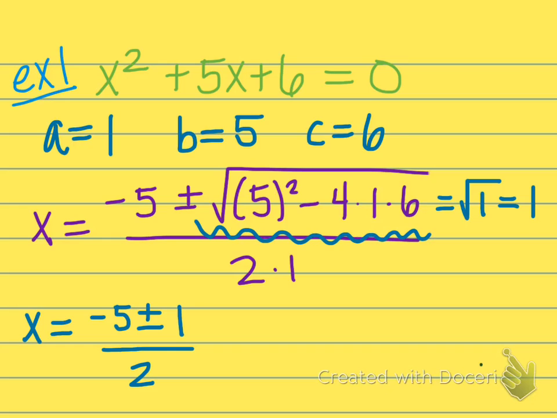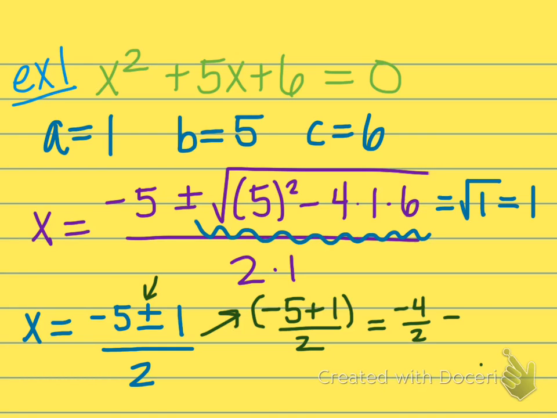And the two solutions come from this plus or minus that's in the equation. So my first solution is going to be negative 5 plus 1 divided by 2. And you can use a calculator to simplify that or do it in your head. If you're using a calculator and putting it all in one step, make sure you put parentheses around the numerator. Otherwise, the calculator is going to follow the order of operations and give you negative 4.5. But the real answer to this is negative 2.